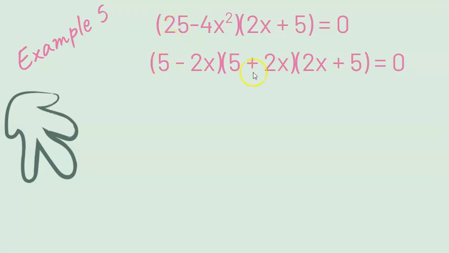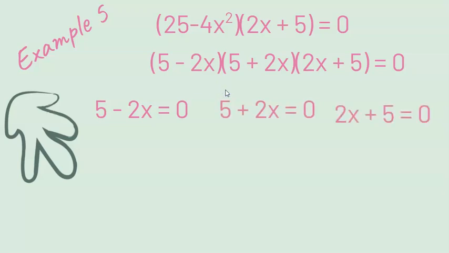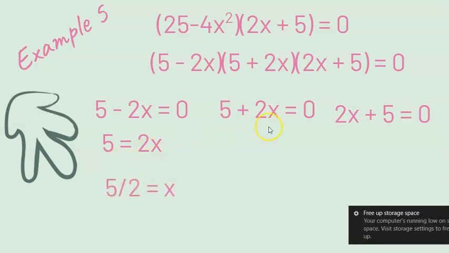So the 25 will be 5 and 5, the 4x squared will be 2x and 2x, 1 is a minus, 1 is a plus. I still have the 2x plus 5 on the end that I'm bringing down. Now I have three things to set equal to 0: 5 minus 2x, 5 plus 2x, and 2x plus 5. Now truthfully, these last two are the same and you'll see that they solve to be the same thing. On the first one, I'm going to add 2x to both sides and get 5 equals 2x. And then to get the x by itself, I'm going to divide by 2. So x is 5 halves.